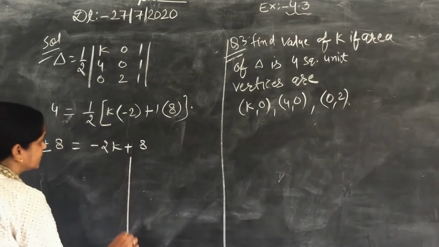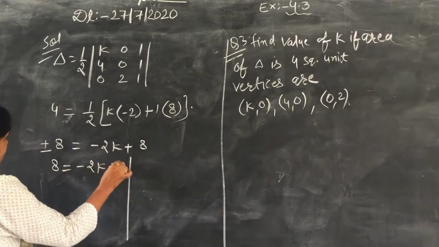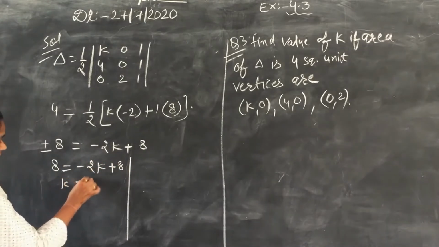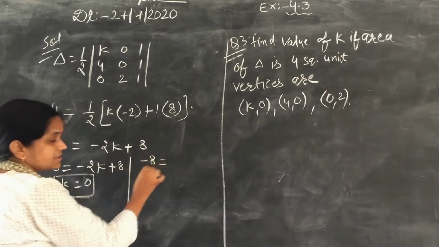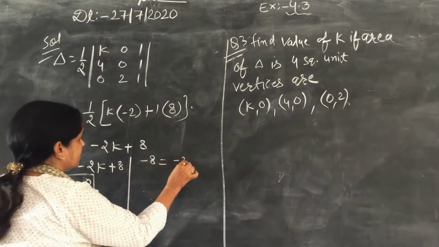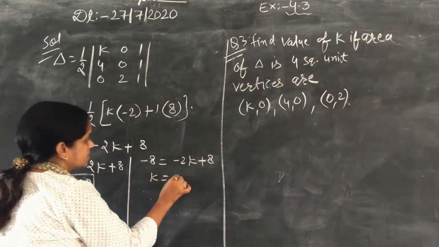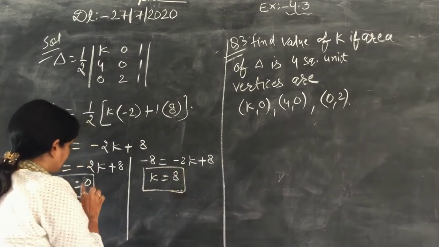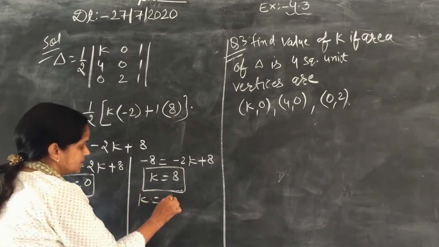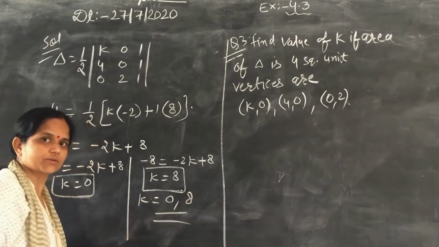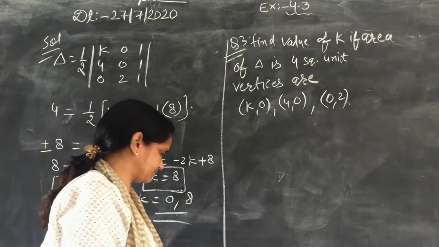Now first, if 8 is positive, then we will get k is equal to 0, and if we take -8, it's -2k plus 8, so k is equal to 8. So we will get two values of k, 0 and 8. Okay students, and now do the next question.